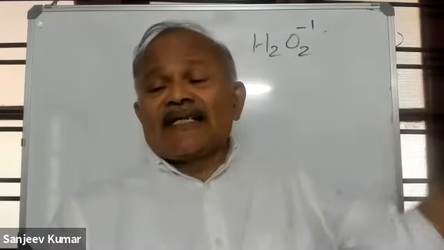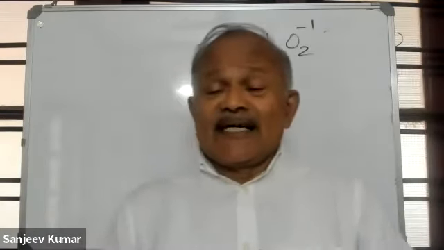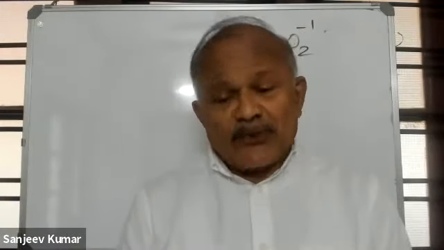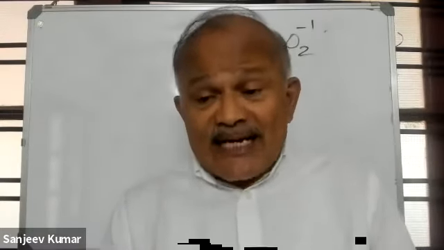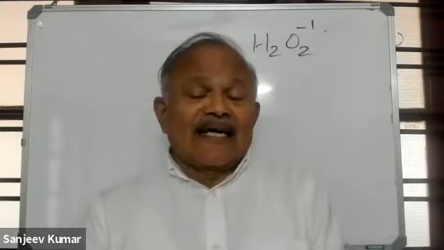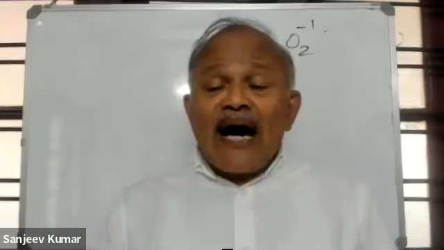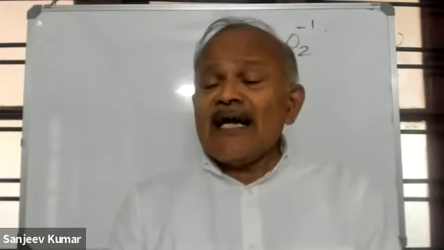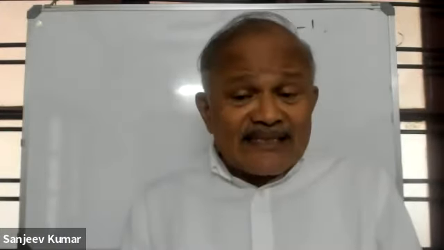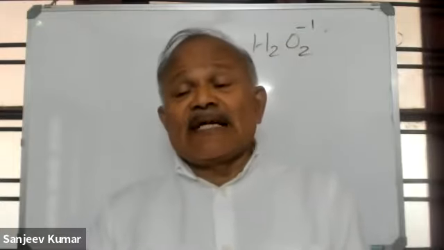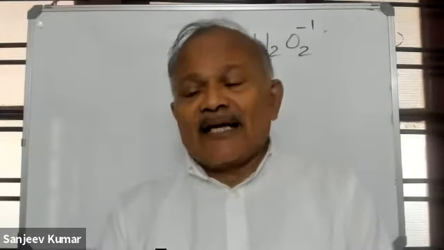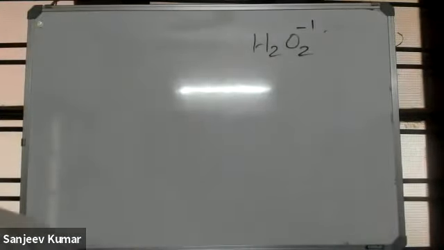Because its oxidation number of oxygen is -1. It can increase to 0 or it can decrease to -2. That is why it can act as both oxidizing agent and reducing agent. Hydrogen peroxide can act as an oxidizing agent in acid medium as well as in alkaline medium. It can also act as a reducing agent in both acid medium and alkaline medium. And that is about its oxidizing and reducing property.